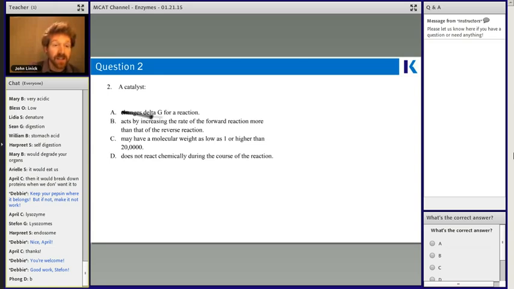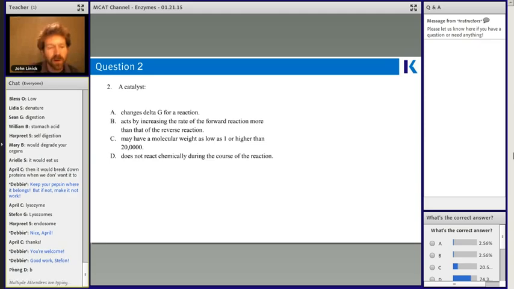You're right. It does not change the delta G. We talked about that, which means it can't increase the forward or reverse reaction rate more. It's changing them both equally. So we're largely down to either C or D, but as you can see, we do primarily have people saying answer choice D, and I do completely agree with you. They do not react chemically during the course of the reaction. What's another way to say that? What's another way to rephrase D into what we talked about before?